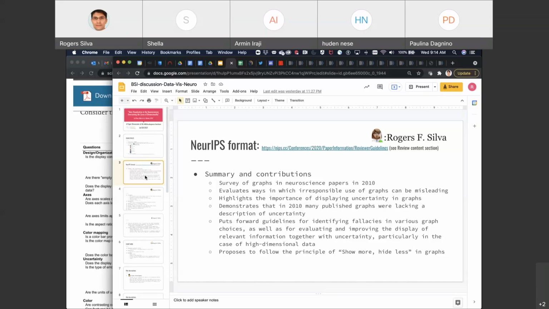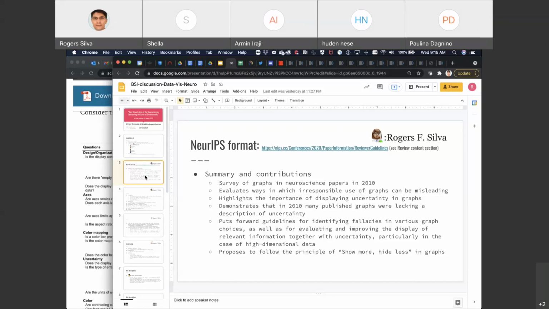And that's a key point. It's an emphasis on uncertainty display in graphs, particularly in the case of high-dimensional data. And so they propose some interesting solutions, especially for brain imaging data, that I think were not available at the time. And to this day, I don't see those being used very often. So I'll discuss that perspective a little later.